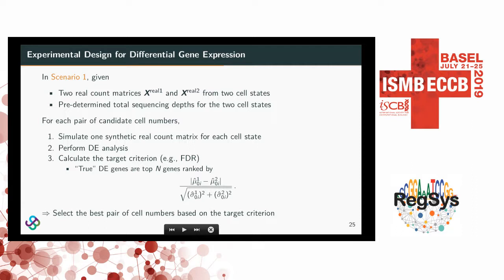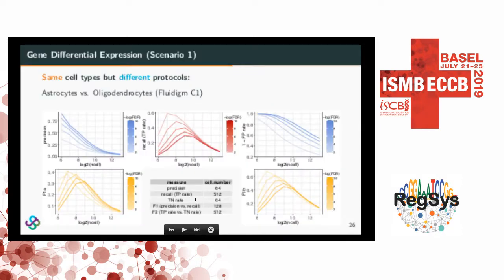Since this is simulation, we can know which genes are true DE genes. Here we define true DE genes as the top N genes ranked by this normalized difference. The parameters are estimated from real data, but in our simulation, we treat them as true parameters to define DE genes. And then we can have plots like this.